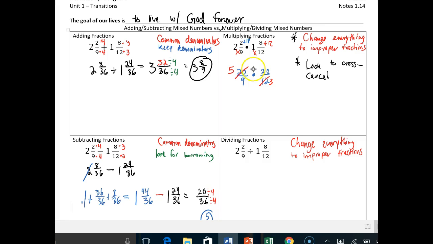Now I can multiply straight across, right? 5 times 20 is 100. 9 times 3 is 27. I have my improper fraction, so I say, all right, how many times does 27 go into 100? Hopefully you have your reference sheet out. It should be about 3 times, right? So 21, carry the 2, 81, right? With 19 left over, so 3 and 19 27ths should be your answer.